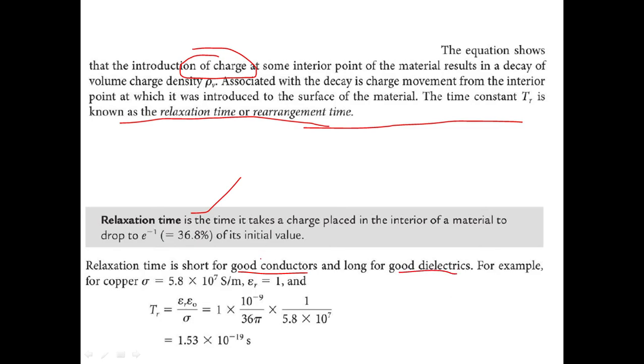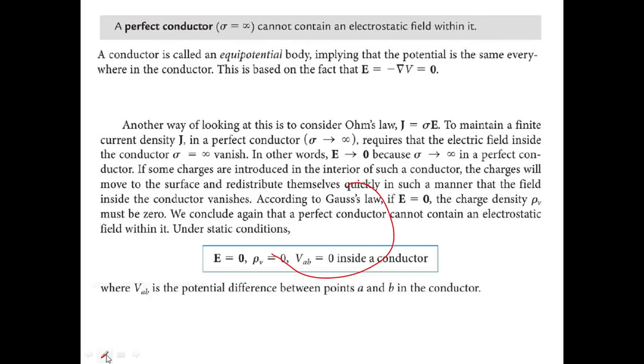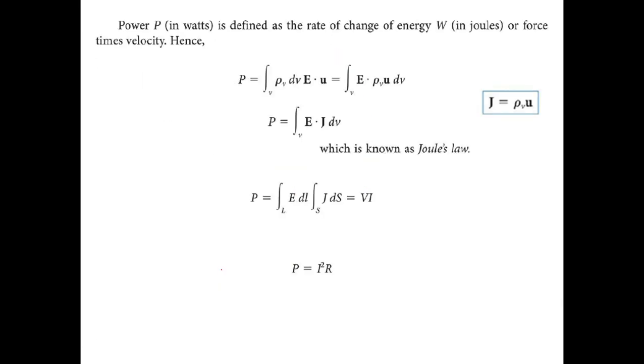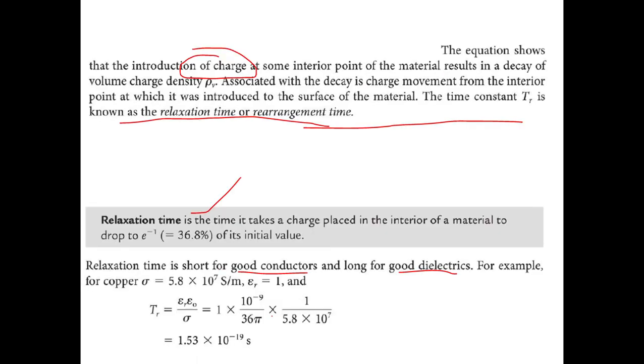For a good conductor, the time required should be very small, because as soon as you apply the electric field, the charges should immediately get accumulated on the surface, so that the electric field is equal to zero. That is what we have seen. For a pure conductor, this E vector should be zero. Why? Because as soon as you apply the field, the charges get accumulated, so the internal electric field and the external electric field cancel. So inside the conductor, E vector should be zero. The time required to make E zero after the application of the electric field should be very small for good conductors. One of the good conductors is copper.